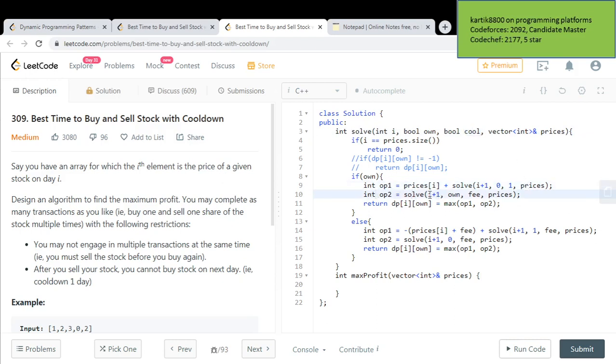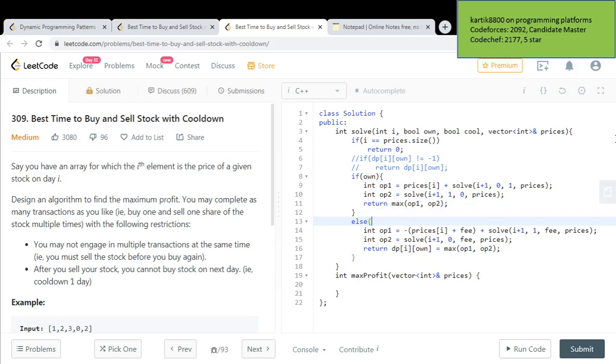Another option is that you do own a stock and you do not sell it at the ith day. So all you need to know is what is the maximum money you can make from day i plus 1 till day n, given that you do own a stock. So let me pass in a 1, and for cooldown I'll just pass in a 0, because cooldown doesn't matter till you sell the stock. That's it. And among these two options, I should obviously select the better of the two.